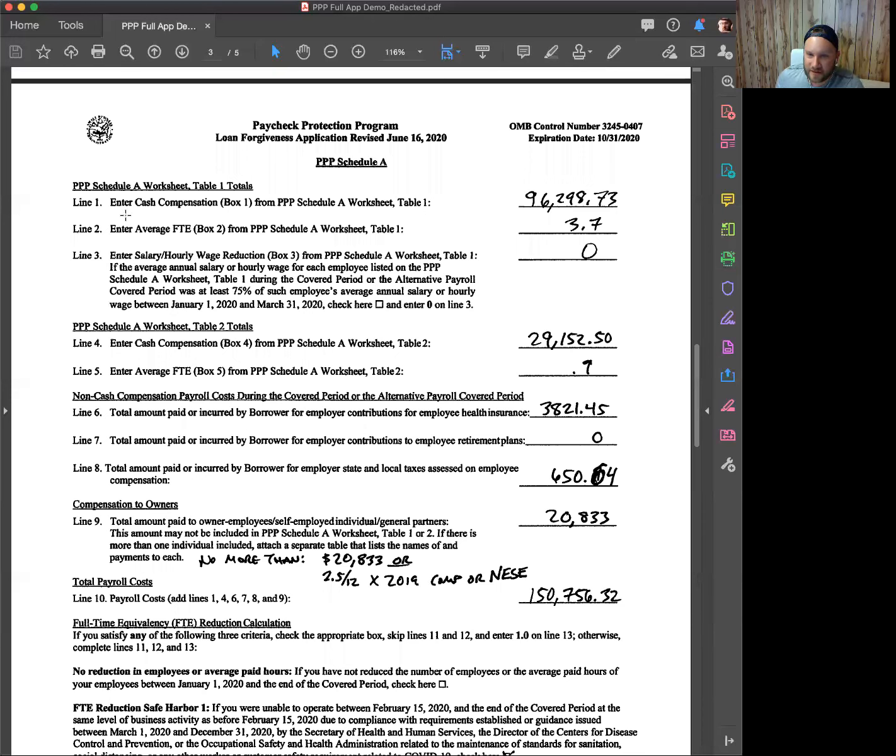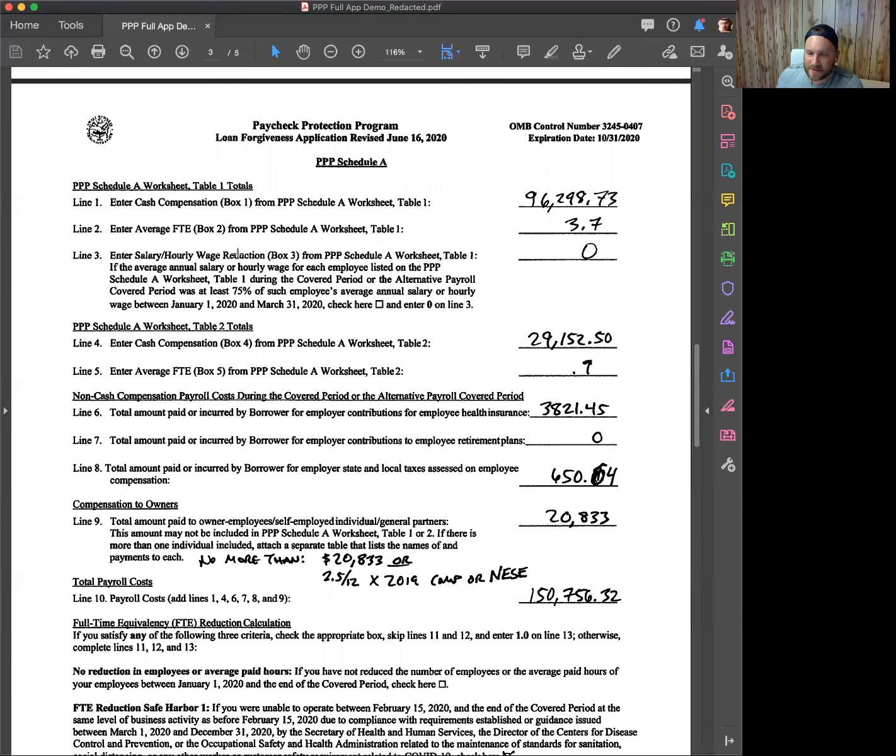Schedule A, you're going to enter your cash compensation from table 1, all the under 100K people. Put that here. Enter your FTEs from table 1. We're just copying the data from that page over. Enter your salaried or hourly wage reduction, right?